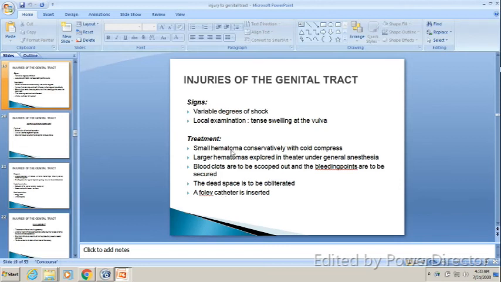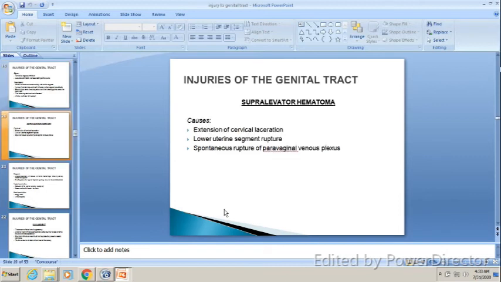If it is a small hematoma, then you don't have to do anything, conservatively. You just wait and watch and do cold compression. When it is a large hematoma, explore in theatre under GA, scoop out all the clots and secure the bleeding points. The dead space should be obliterated this time, otherwise there is risk of sepsis. Foley's catheter is inserted so that if there is more collection, it comes out through the Foley's.